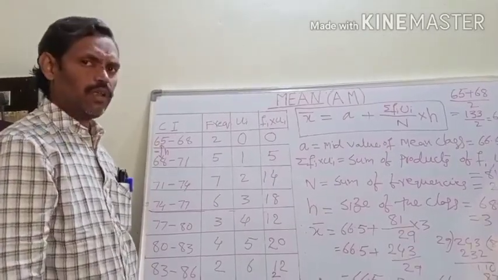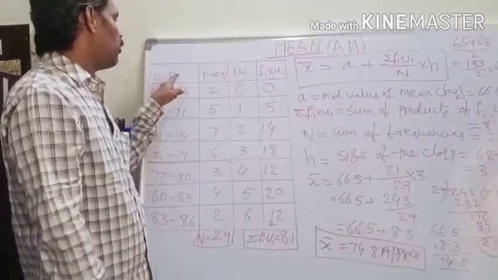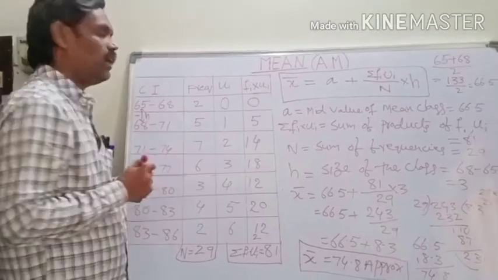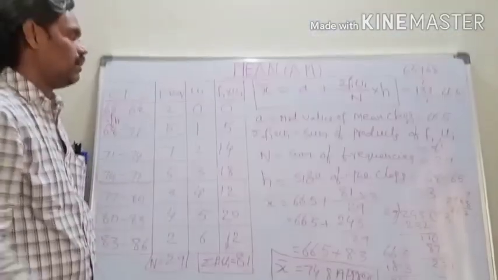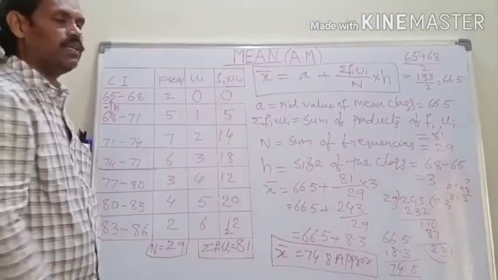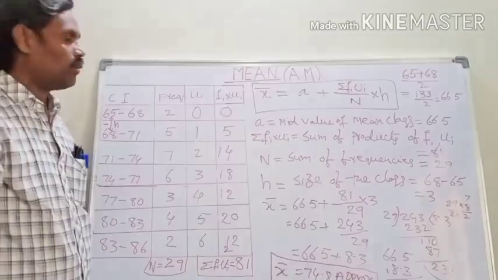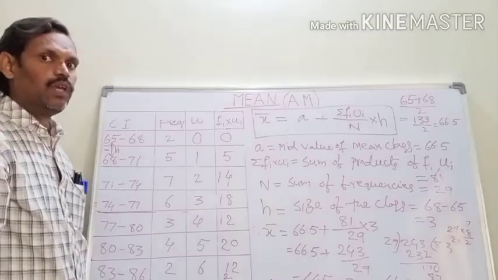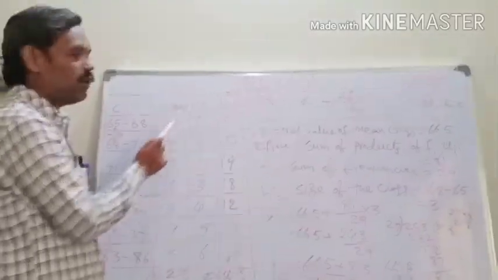So I will once again explain it. In the problem, you have two columns only. The first column is class interval. The second column is frequency. So you have to add two more columns. The first column is ui and the second column is fi into ui. These two columns we have to prepare. So how to take the values of ui? In our textbook, we have another method to calculate ui values. As far as I am concerned, I will take ui values like this.